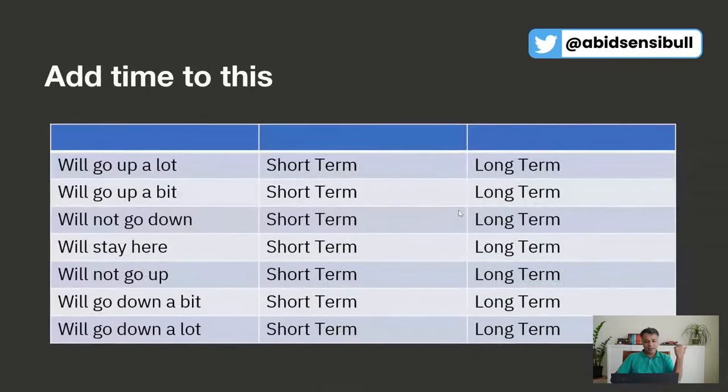And here's the problem. It's not just this. It also has a variation of time. Will it happen in 1 day? Will it happen in 1 week? Will it happen in 1 month? Short term, medium term, long? So it is complicated, right?